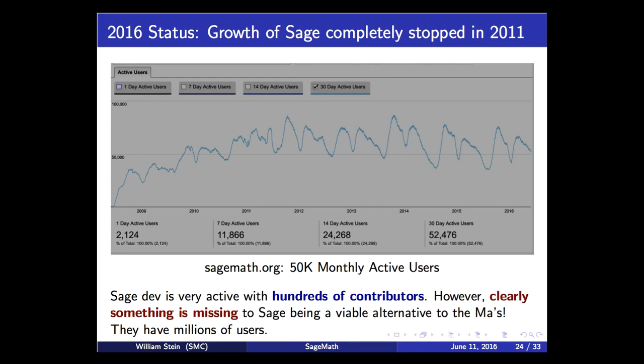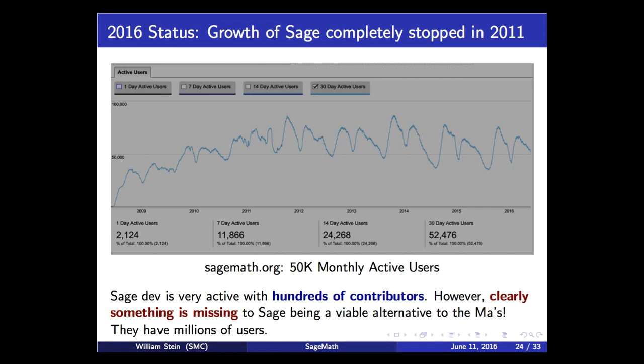And that's a lot less than just Mathematica, at least. You can get pretty good estimates about the usage of other websites like Mathematica and Maple, and they're all on the order of 20 to 100 times more. So Sage is definitely a niche product overall compared to those products.